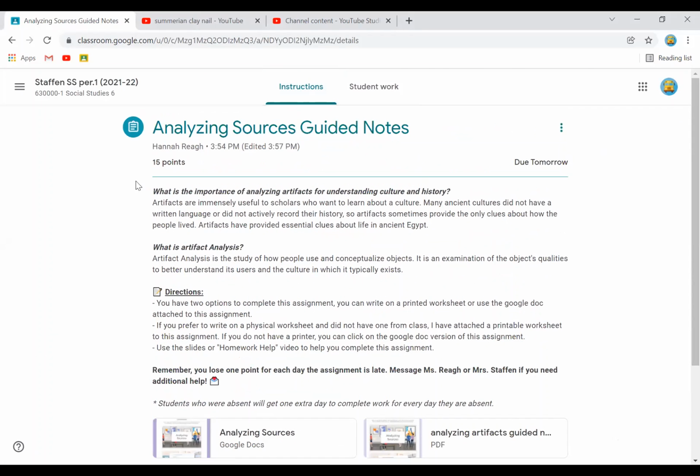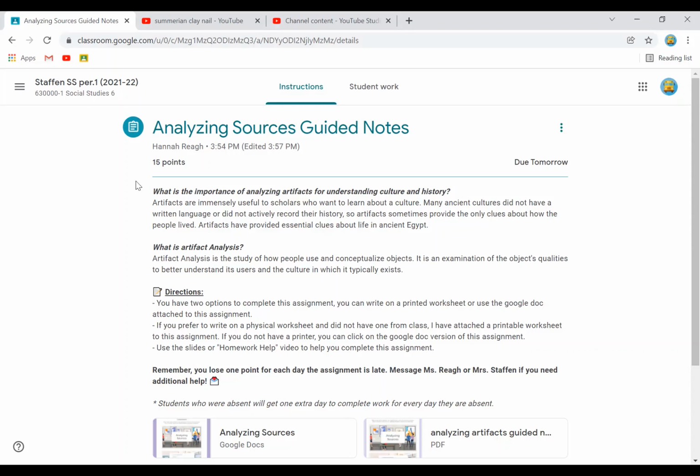Let's start here. What is the importance of analyzing artifacts for understanding culture and history? Artifacts are immensely useful to scholars who want to learn about a culture. Many ancient cultures did not have a written language or did not actively record their history. So artifacts sometimes provide the only clues about how the people lived. Artifacts have provided essential clues about life in ancient Egypt, for example.